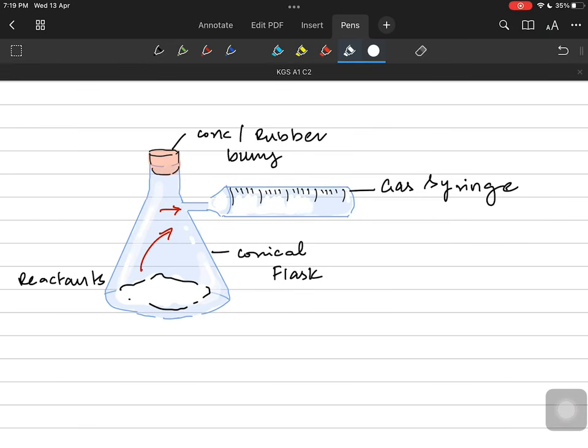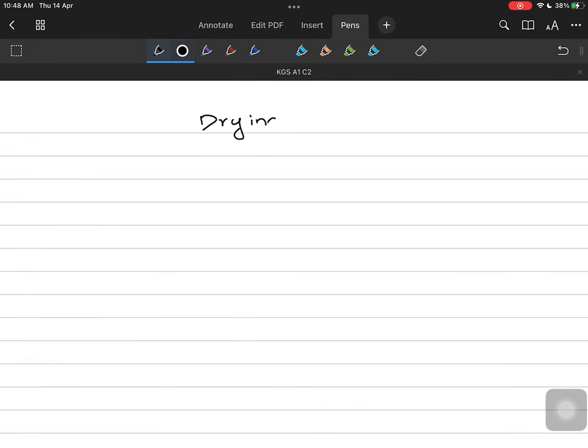How will you see that? There is a black ring which moves. So there's a thicker black ring which moves in the gas syringe, and it lets you see what volume in the gas syringe is being collected. So the ring moves, and you notice the amount of the gas collected.